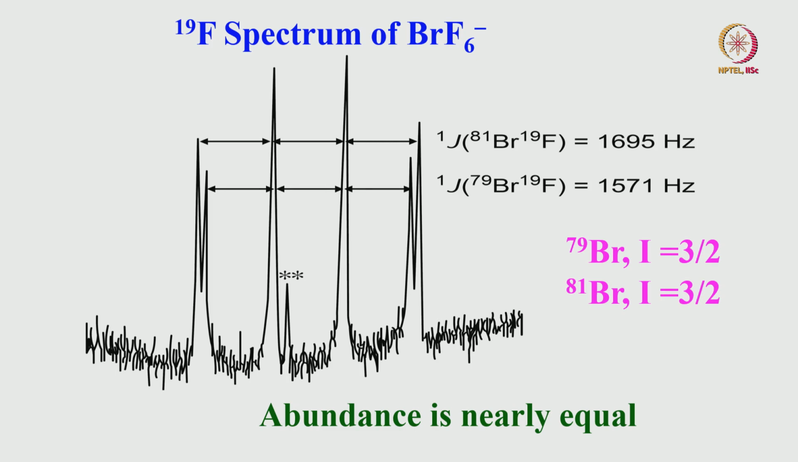So this is what is happening, and now we are going to see 4 lines here, strong 4 lines. This is 1J coupling of bromine 81 with fluorine. This is 1J coupling of bromine 79 with fluorine. Small change in the coupling is there, 1695 and 1570, about 100 Hz difference.